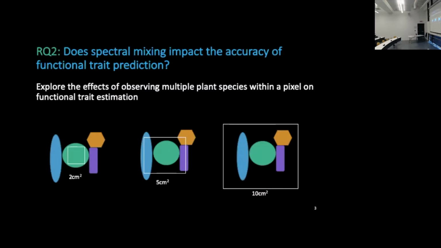So the first research question that I'm going to talk about has to do with spectral mixing. So essentially, what are the effects on trait prediction if we observe multiple different plant species in the same pixel?